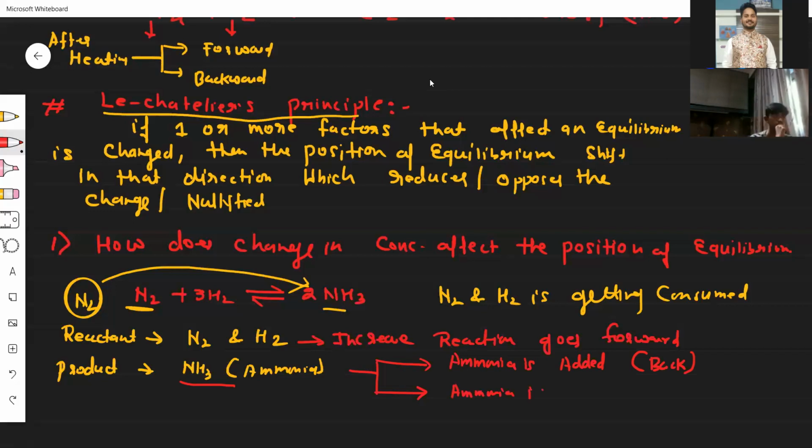If ammonia is removed from this reaction, then removed or decreased, we can say anything. So the reaction will be forward, yes or no? Because the concentration of ammonia got decreased, whatever the loss is happening, the reaction should get it back. So it will start converting nitrogen and hydrogen to ammonia. So it is a forward reaction.